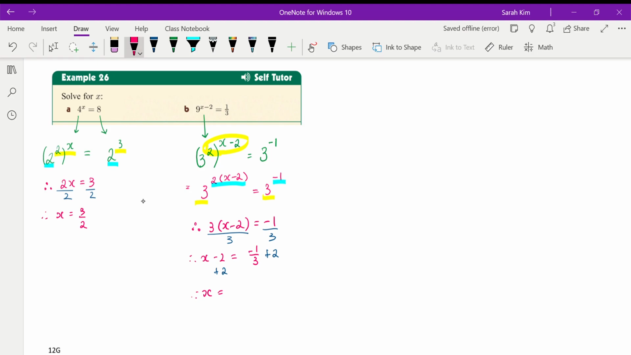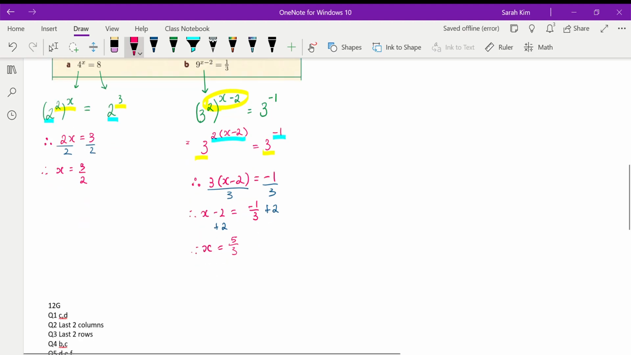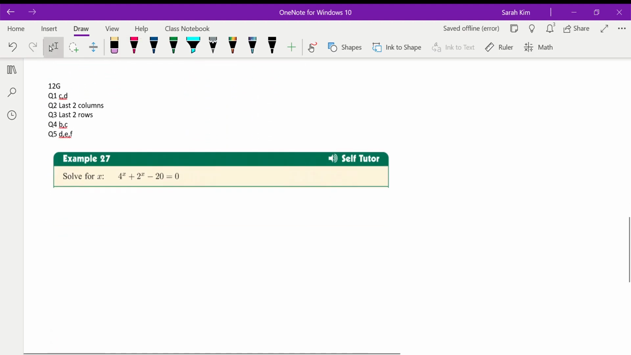So I get 5 over 3 as my x. So you should be able to do all of those questions now. Alright, solve for x. Let's do these questions. In order to solve this, I need to basically factorize and use the null factor law.